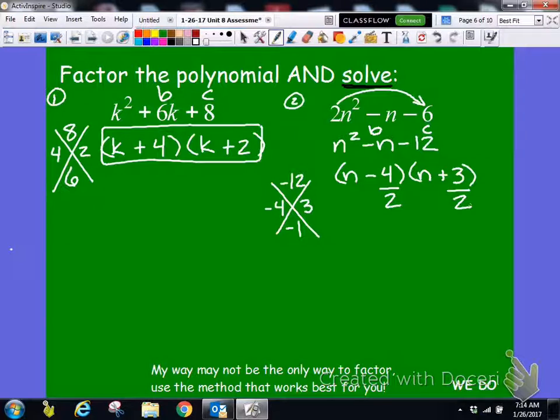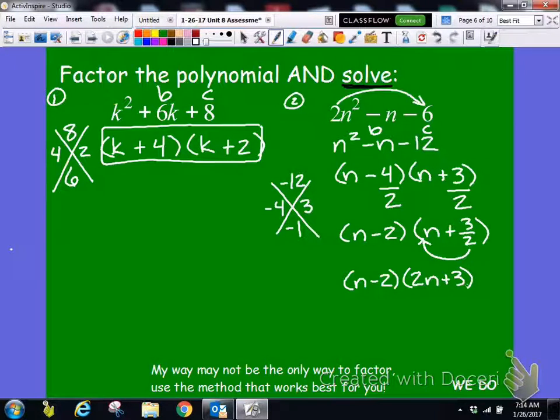And then I have to simplify it. So 4 over 2 reduces to 2. So I have n minus 2. And 3 over 2 stays 3 over 2. So n plus 3 over 2. Now my last step says if I have any denominators, then I can take the denominator and slide it to the front of the variable. So this 2 is going to slide up in front of the n. And my two factors are going to become n minus 2 times 2n plus 3. Now, I'm done factoring.